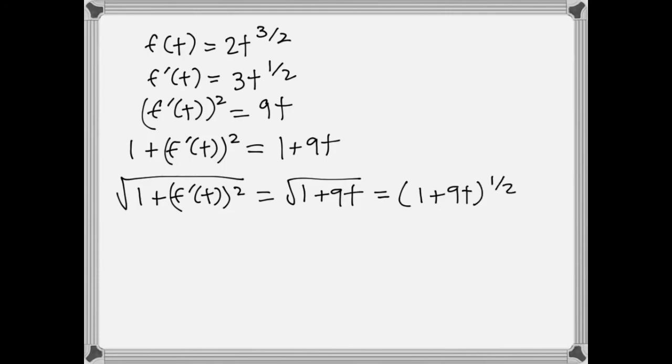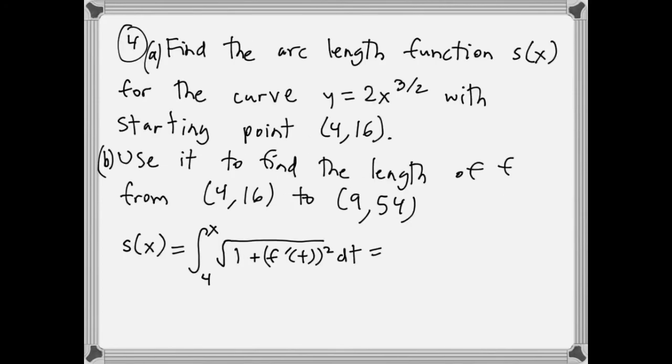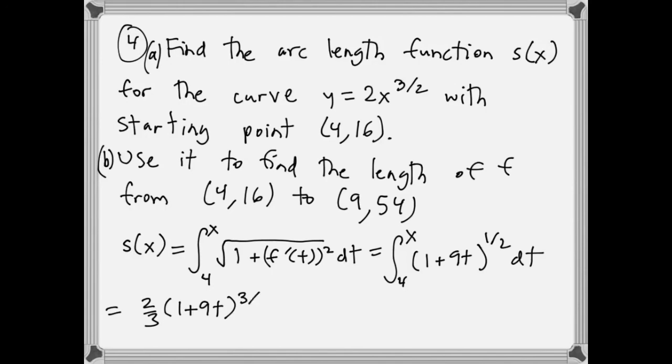So we're going to write that on the previous page, okay? So we're integrating from 4 to x, the quantity 1 plus 9t to the 1/2 dt. So what is the antiderivative of, oh, I wrote that wrong. The 1/2 power should be on the outside, shouldn't it? That would have changed my problem entirely. Okay, so if we do the antiderivative of this, we end up with 2/3 times 1 plus 9t to the 3/2, and we're going from 4 to x.